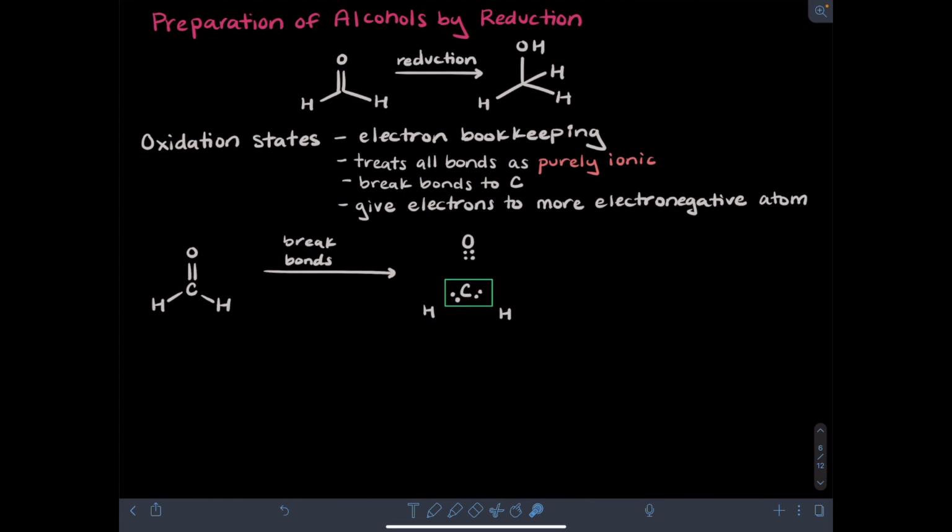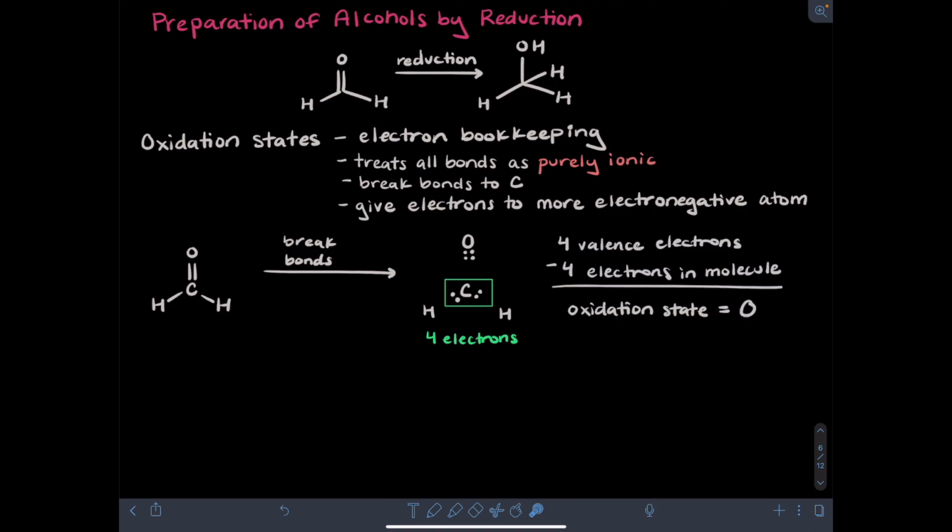We would look at how many electrons are assigned to carbon, and in this case it would be 4 electrons. You would take the number of valence electrons for the atom, for carbon this is always 4, and you would subtract the number of electrons around that atom in the molecule. In this case, also 4. The carbon oxidation state in this molecule would be 0.